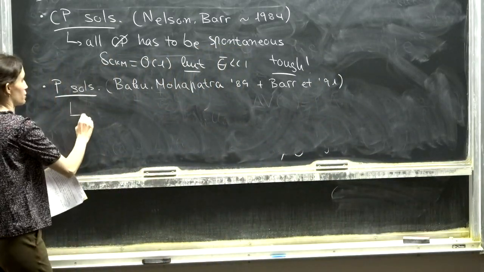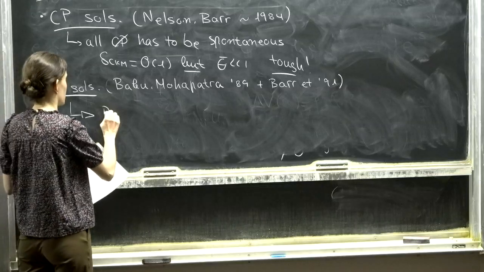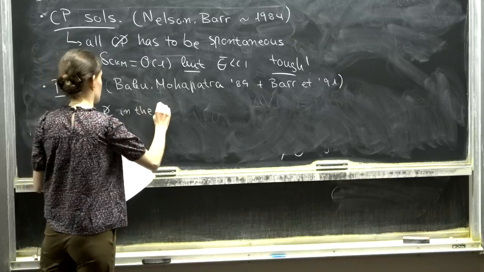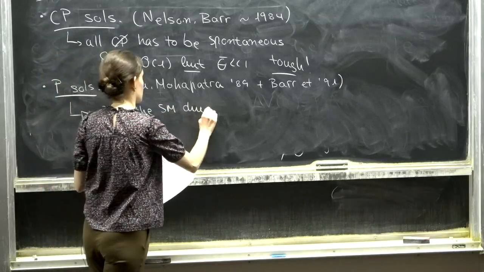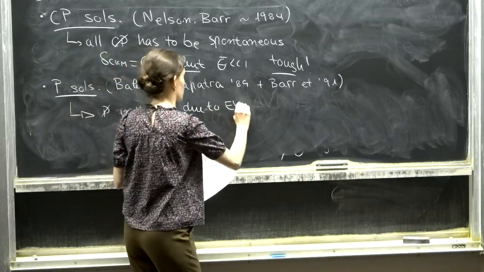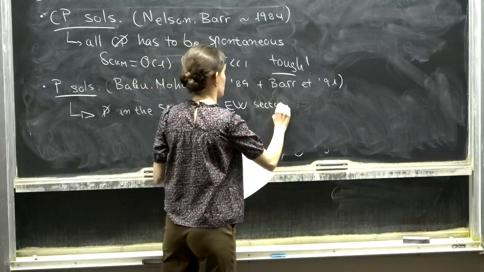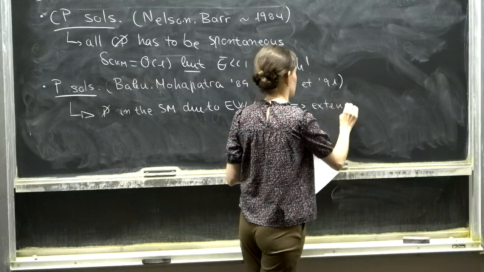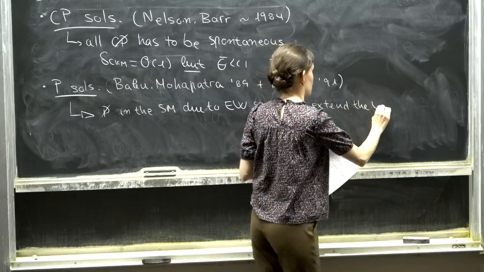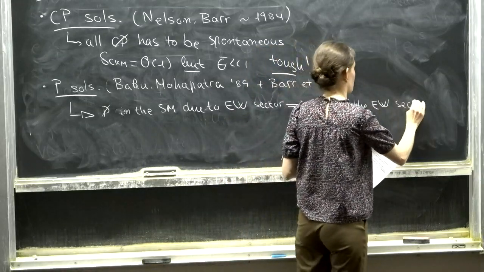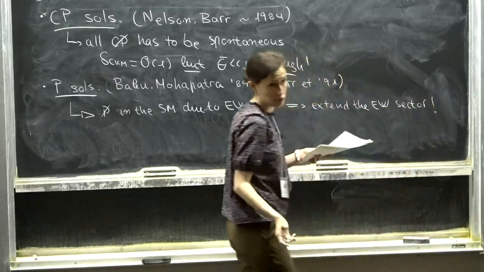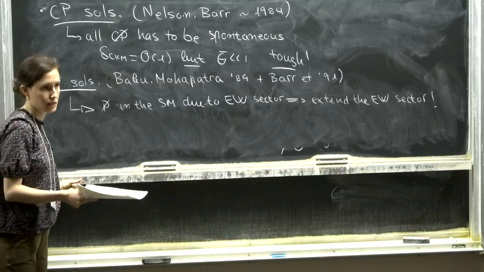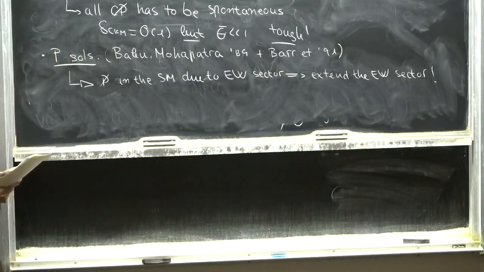So the main observation here is that P breaking in the standard model is due to the electroweak sector. So the idea is just to extend the electroweak sector and restore CP. Okay, so that's the basic, very simple idea behind these solutions.